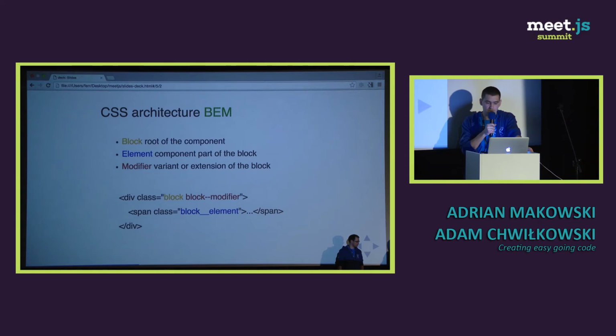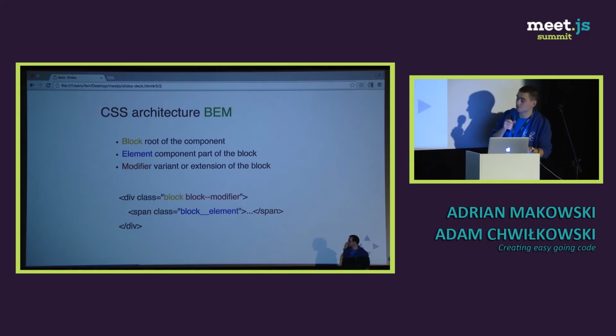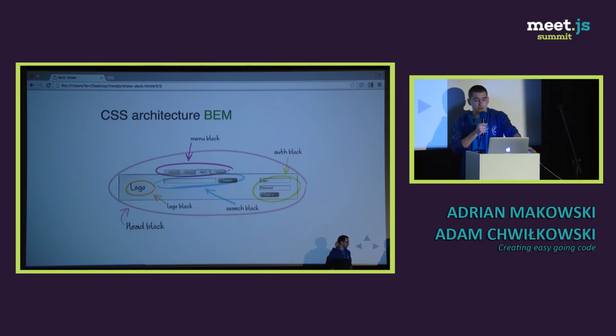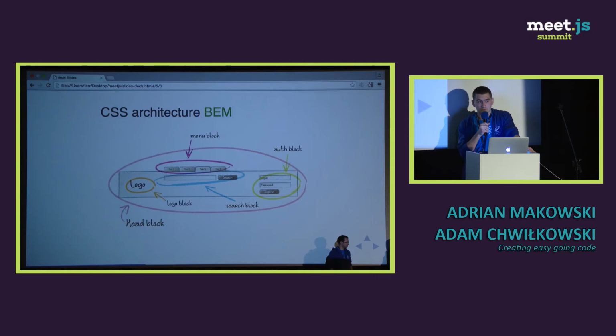It's just a component part of the block, and a modifier is a variant or extension of the block. As you can see in the example below, it's a div with the HTML class block, also with the extension modifier block, double dash, modifier, and it has only one element, which is the block element as a span. We can easily use BEM to try to find any blocks in our designs and layouts.